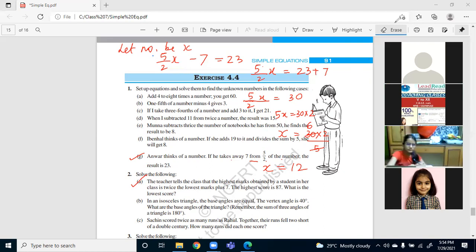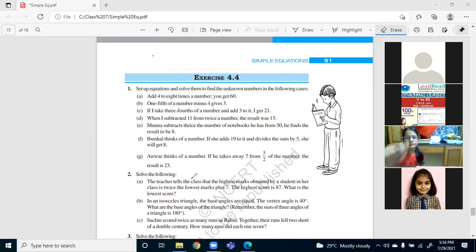Excuse me, ma'am. Yes, Samraj. Ma'am, the answer of A part, question 2 A part, is x, the lowest marks is 14. 14 or 40? No, ma'am, 14, 1 4. No, this is wrong.